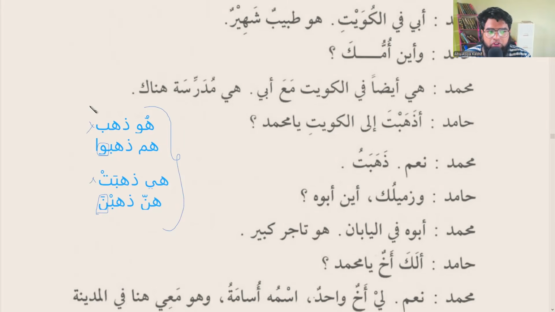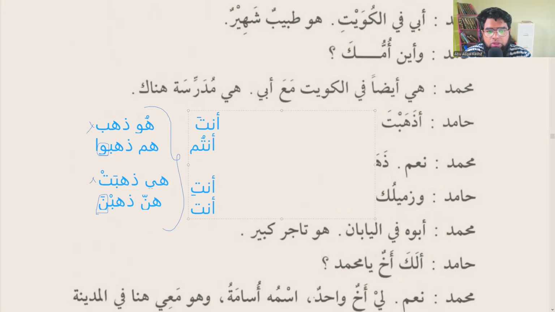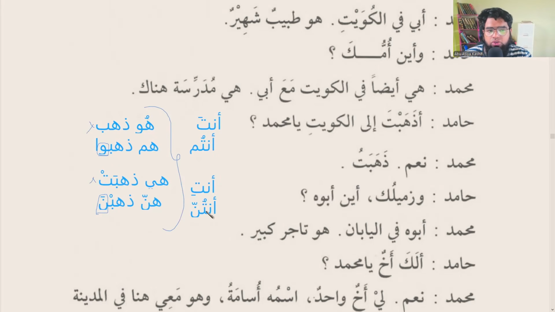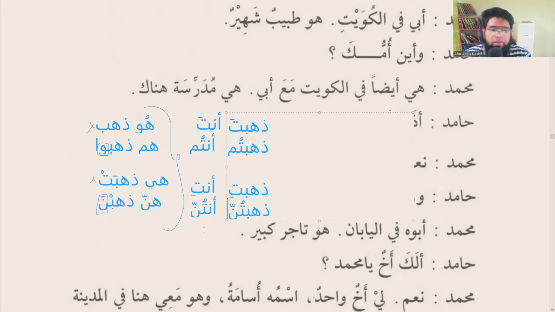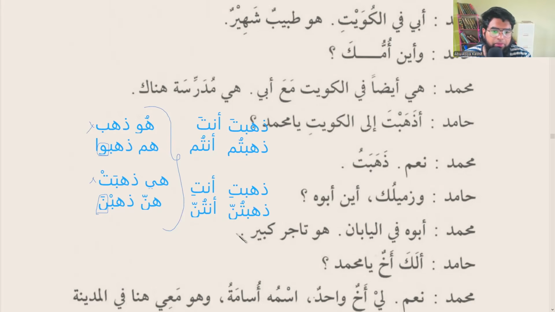Then let's come to the second person af'al. You've learned anta just now, no? Antum, you all, I'm not doing you both. And then anti, antunna. We said anta, antum, anti, antunna. The attached pronoun is ka, kum, ki, kunna. But for verbs, we'll attach the ta itself. Dhahabta is you went. Dhahabtum, you all went. Dhahabti, you feminine went. Dhahabtunna, you all went.